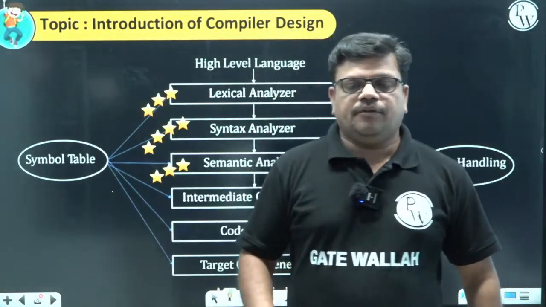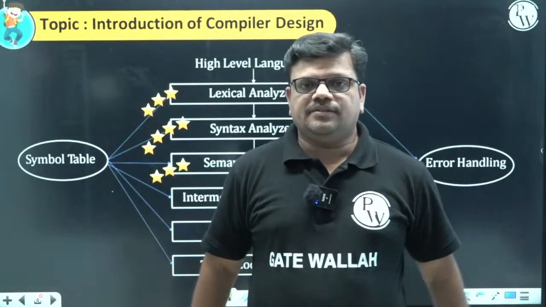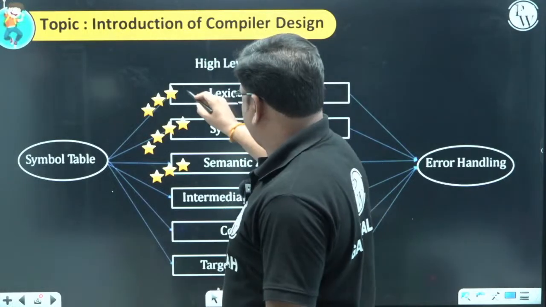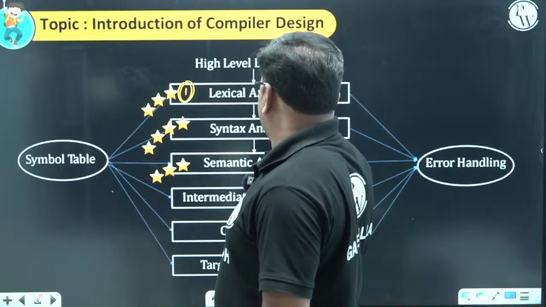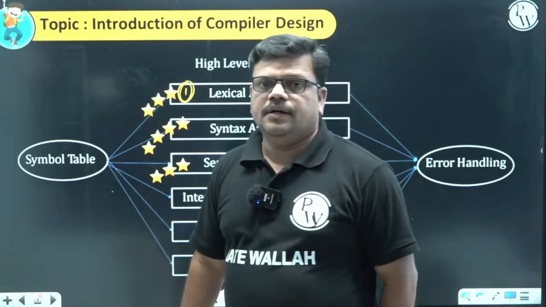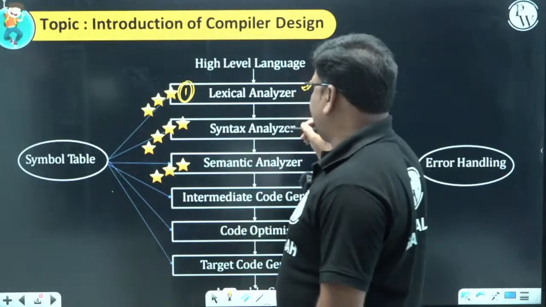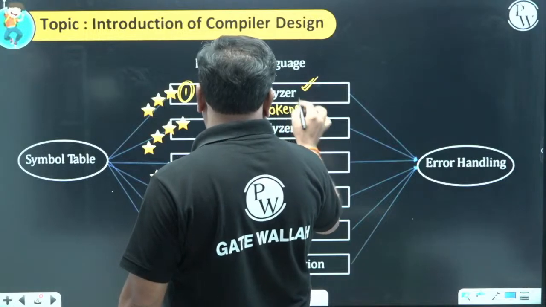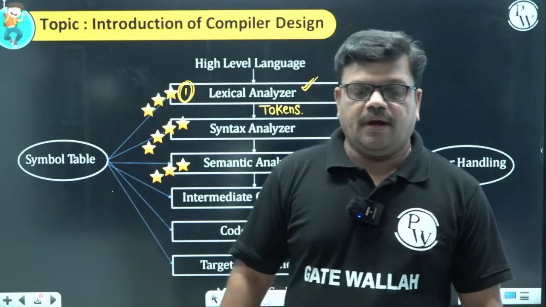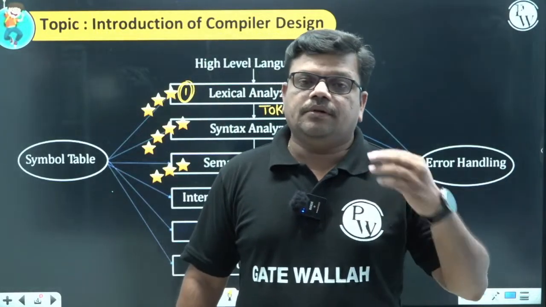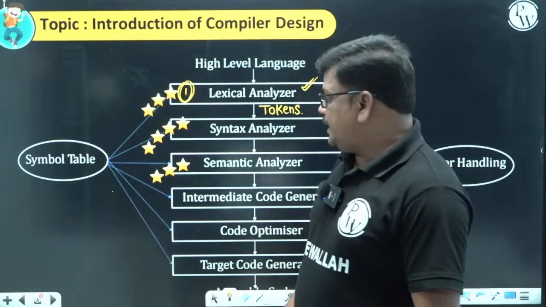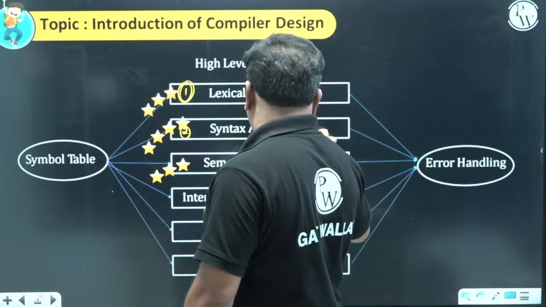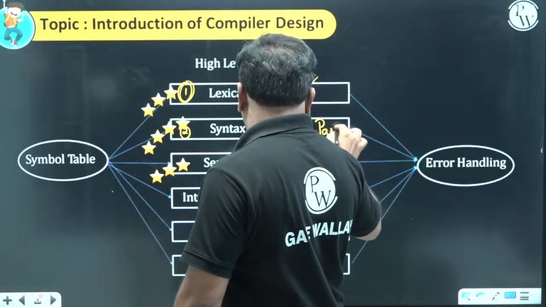Look here, in our previous classes, we were discussing some of the phases of this compiler. Lexical analysis is already over. What is the input to the lexical analyzer? The input is high level language, and the output is tokens. In that session, we discussed how tokens are generated from the given high level language. Next one, parser, the syntax analyzer. Syntax analyzers are also called parsers. In our previous classes, we were discussing how to design this.